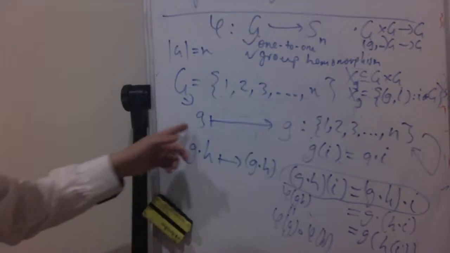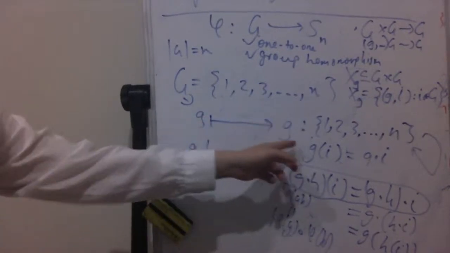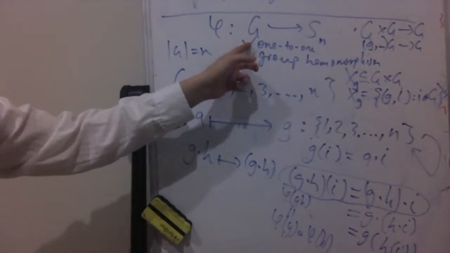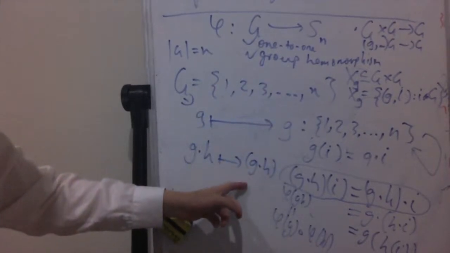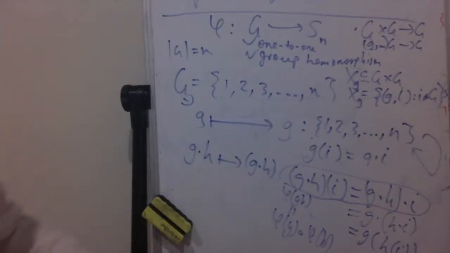So this is definitely a well defined function, okay? And it's one-to-one. It's a group homomorphism. Chinese. Okay. I think that's the proof.